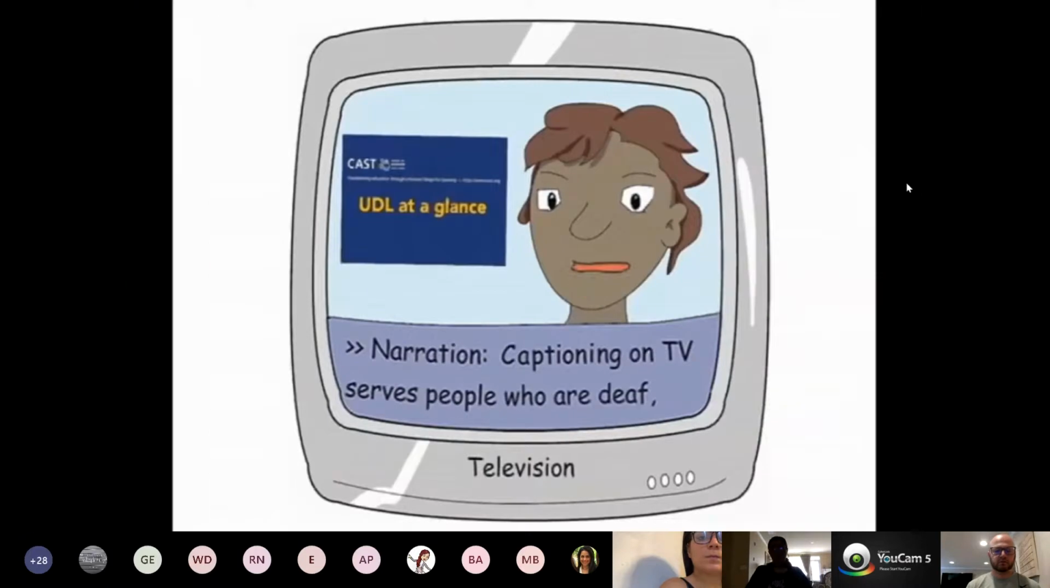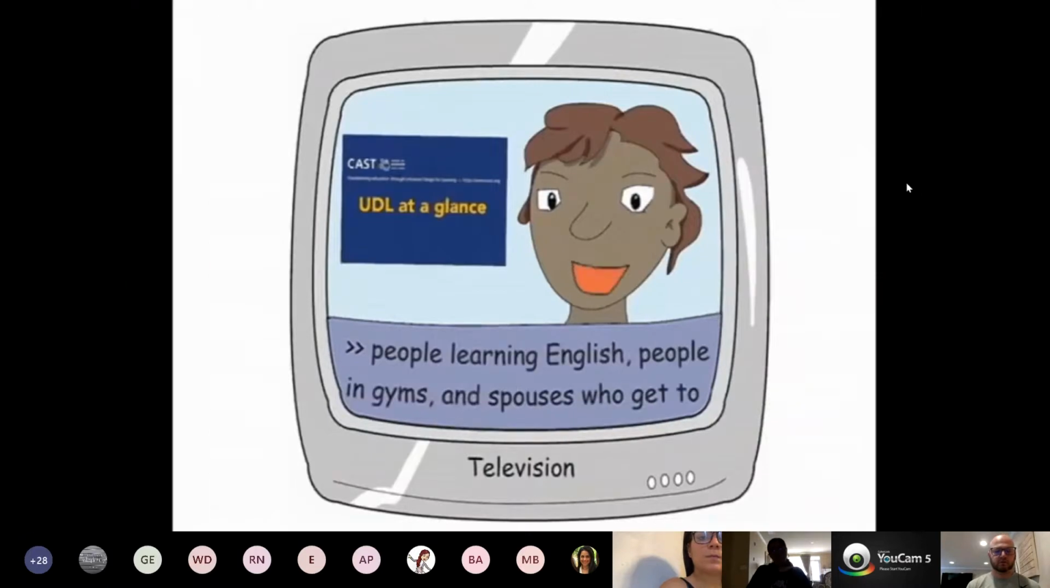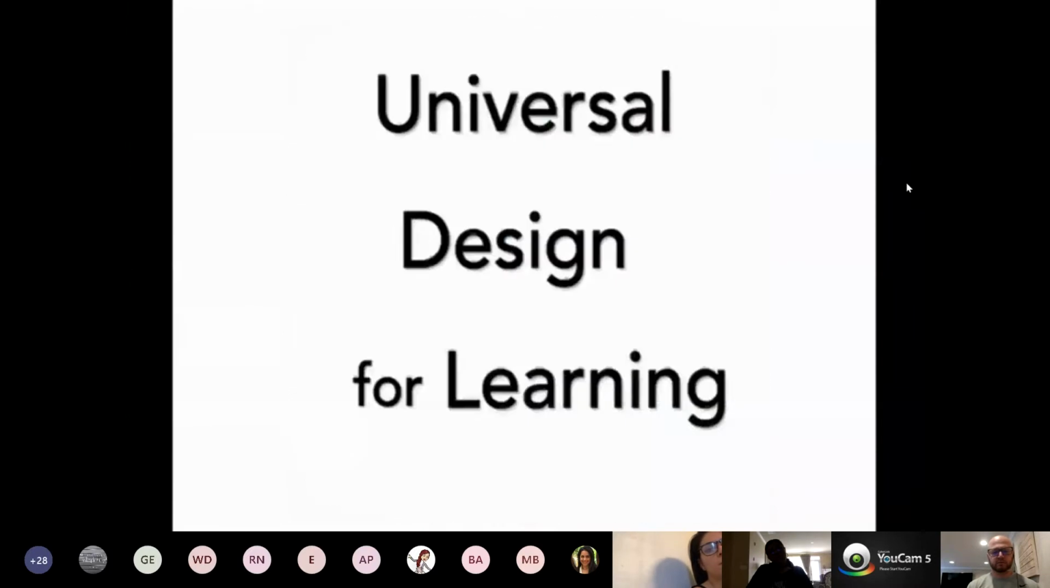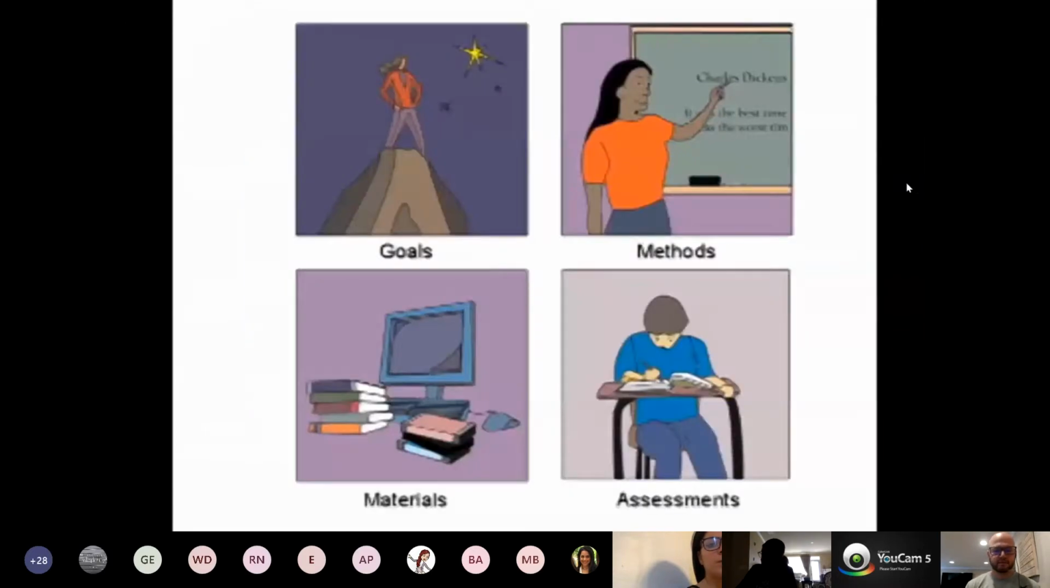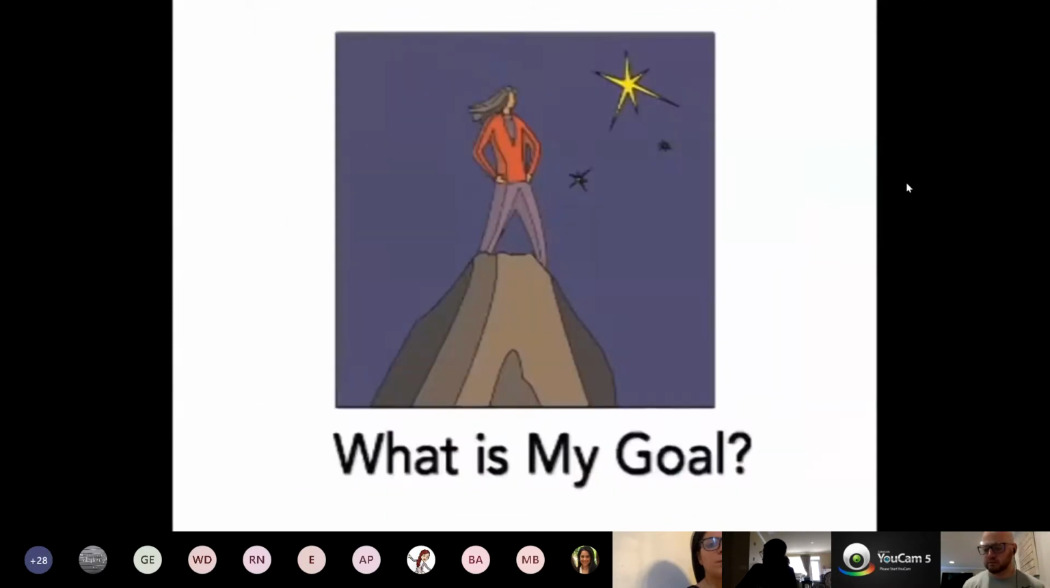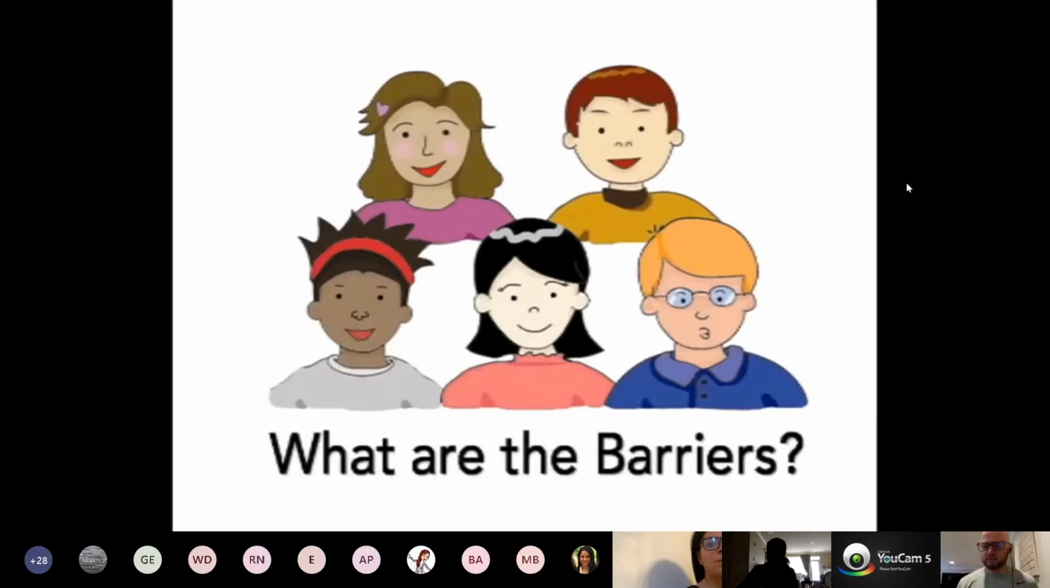Captioning on TV serves people who are deaf, people learning English, people in gyms, and spouses who get to sleep at different times. UDL takes this idea and applies it to the design of flexible curriculum. UDL goes beyond access because we need to build in support and challenge. So how do we use the UDL framework to make learning goals, methods, materials, and assessments that work for everyone? First, ask yourself, what is my goal? What do I want my students to know, do, and care about? Then ask, what barriers in the classroom might interfere with my diverse students reaching these goals?